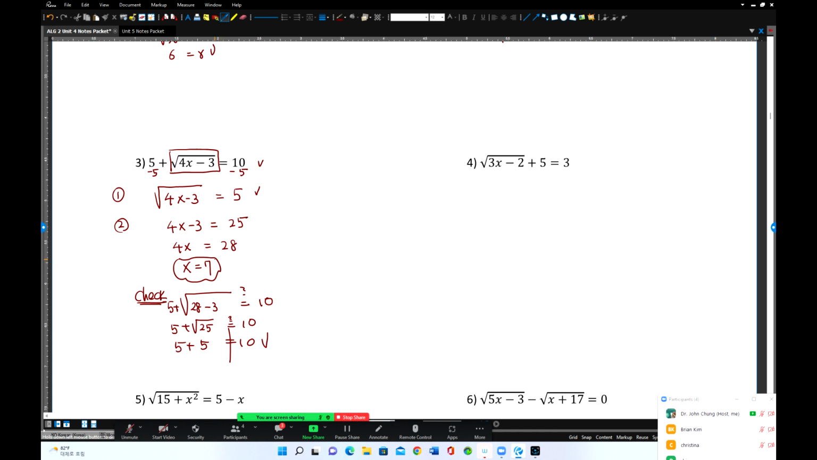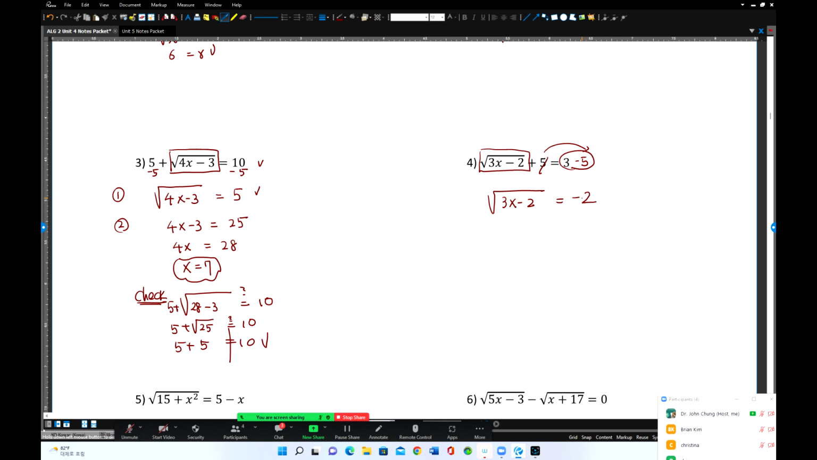Alright? Okay, number 4, we still have one radical with some constant. We're only going to keep this one on our left hand side, and the other one we move to the right. So when you solve this way, square root of 3x minus 2, this is positive, right? That's a principal square root, cannot be negative. Minus 5 on both sides. 3 minus 5 is negative 2.